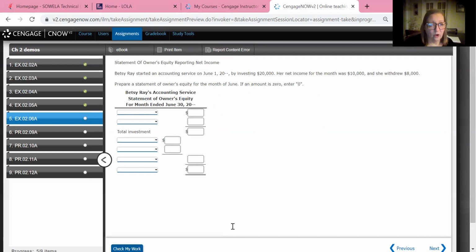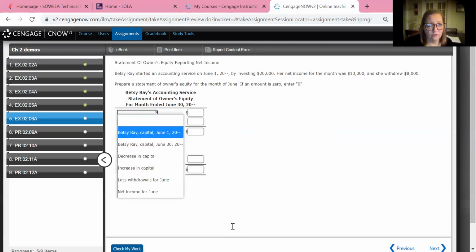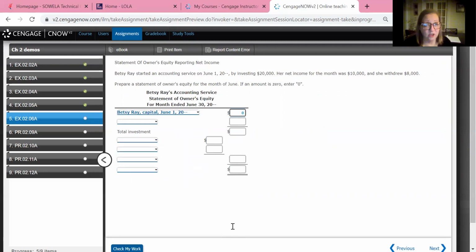So we're going to start out with her beginning balance, capital on January 1st. And it's going to be 0, because the problem told us that she started an accounting practice or accounting service. That means she had not had a history where she would have a beginning balance of capital coming in. Then we're going to add the investments that she made. It's an increase in capital. And it said that she increased the capital by investing $20,000 in the company. So her total investment is $20,000 because she didn't have a beginning balance.